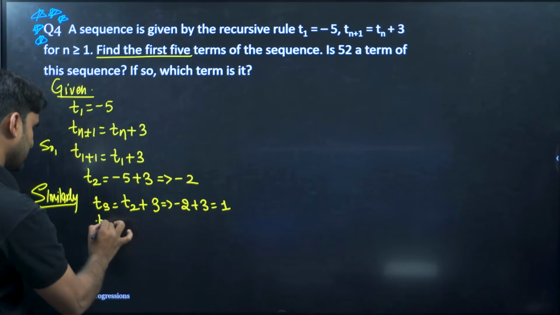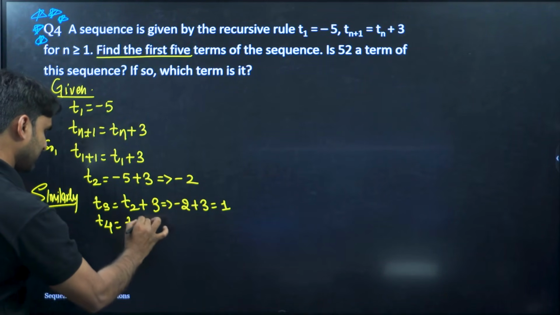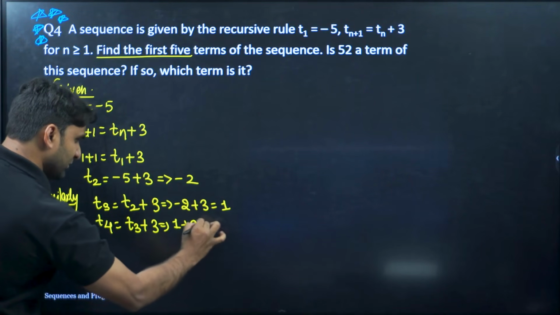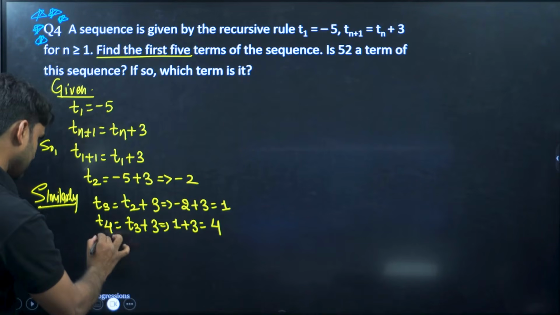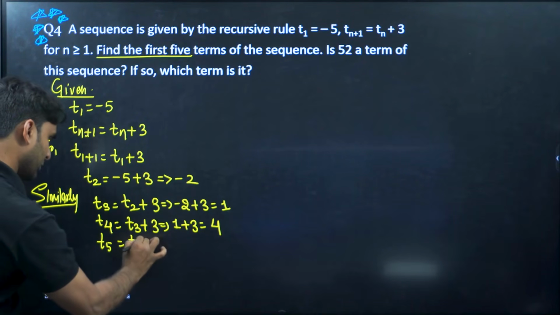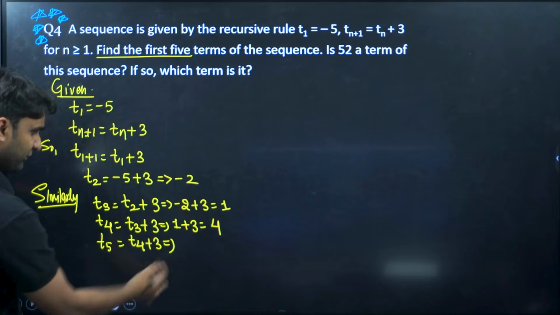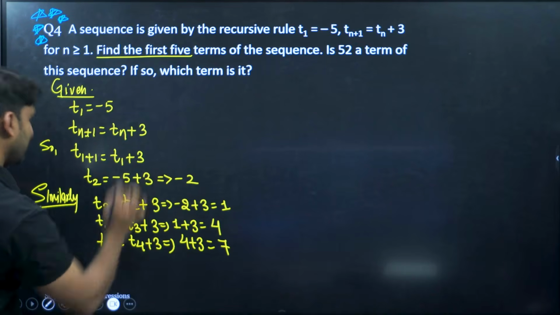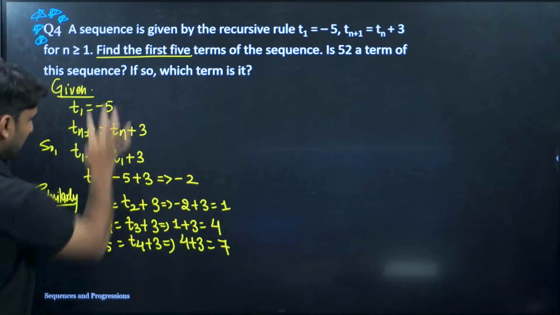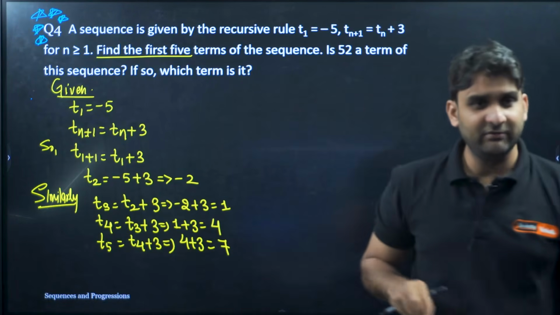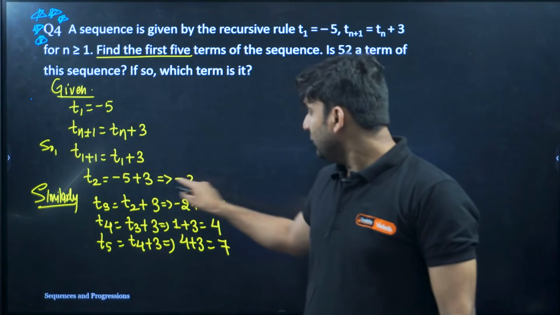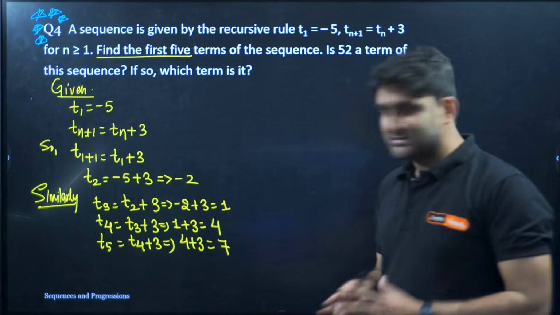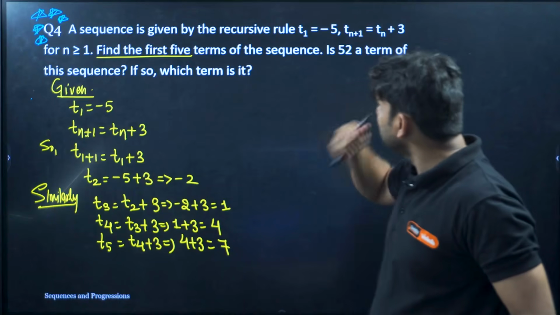Clear? Similarly, t4 will be equal to t3 plus 3, and t3 we have just calculated as 1, so 1 plus 3 is equal to 4. Similarly, t5 will be equal to t4 plus 3, and t4 we have 4, so 4 plus 3 is 7. Now, how many terms were required? First 5. So done. T1 is already given, and 5 terms are done. Clear everyone? So t1 is minus 5, t2 is minus 2, t3 is positive 1, t4 is 4, and t5 is 7. So we have terms, and I think these are in AP.